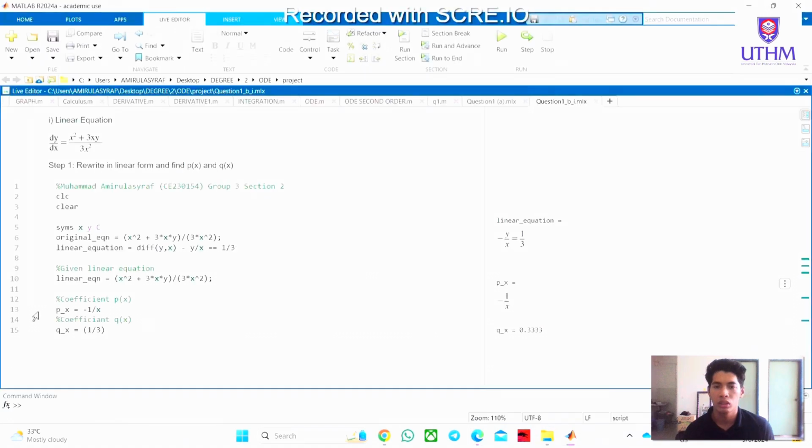In lines 13 and 15, I write the value of px and qx because they will be used in other steps. So for px we get minus 1 over x, while qx we get 1 over 3.